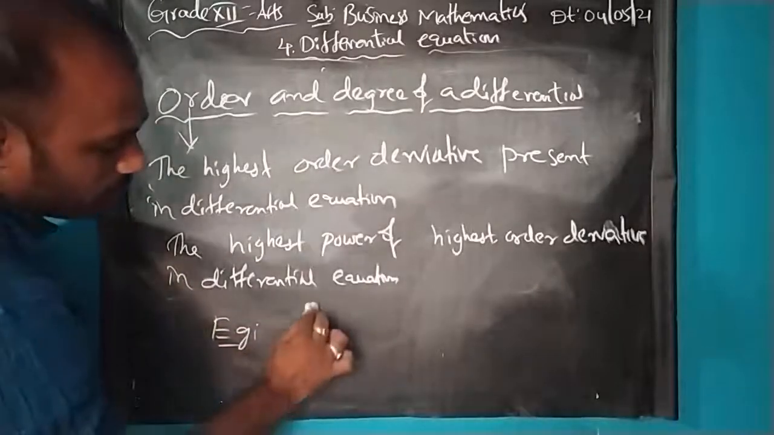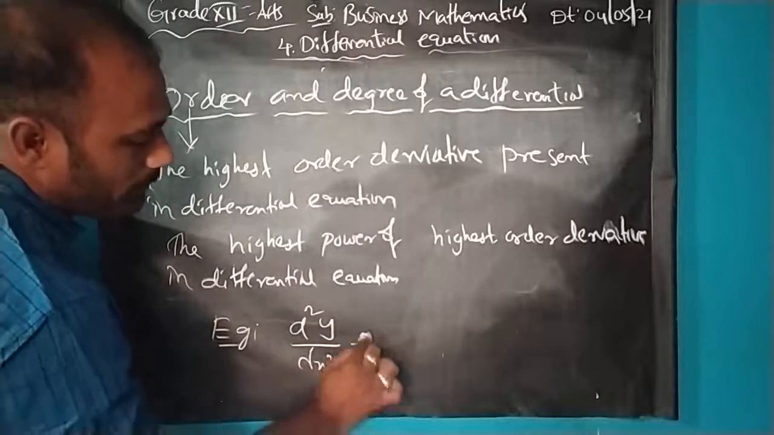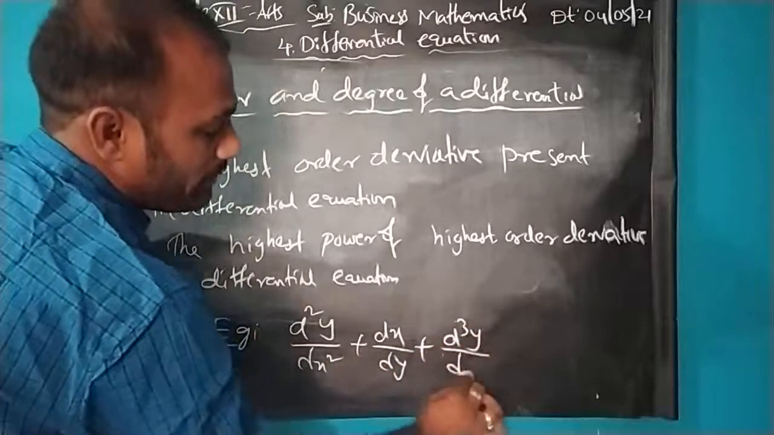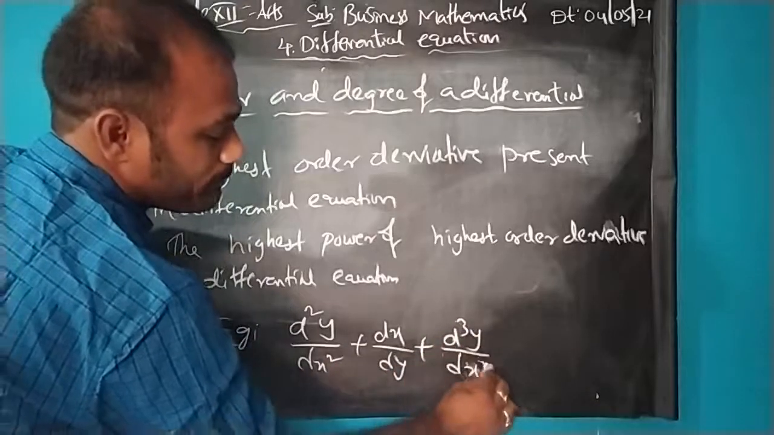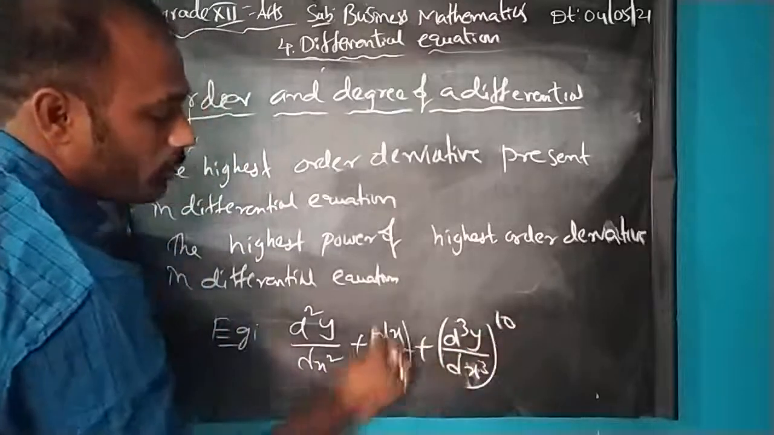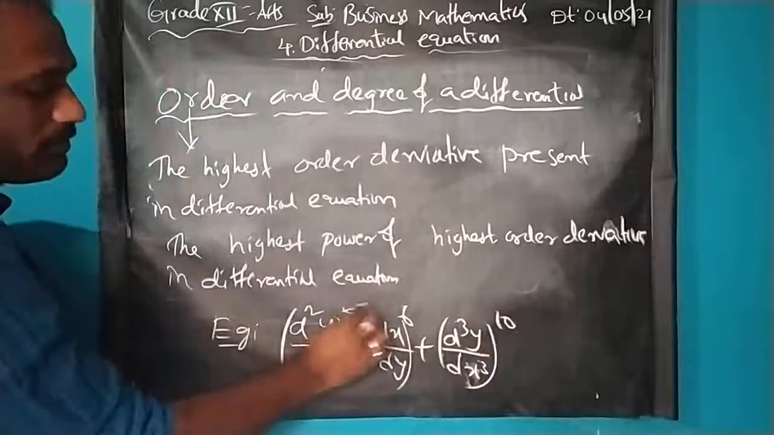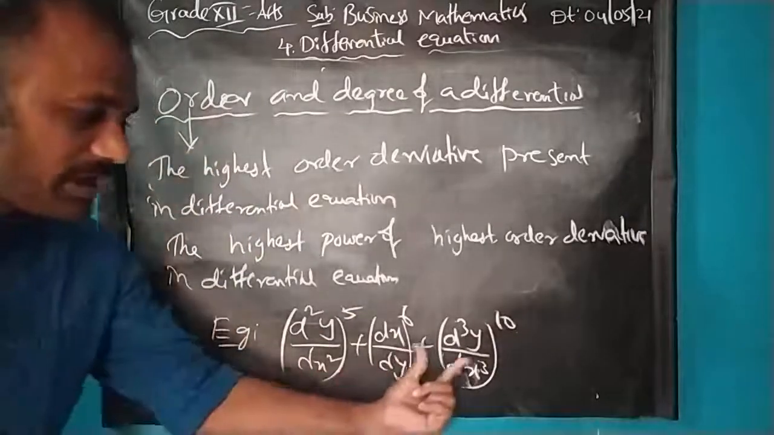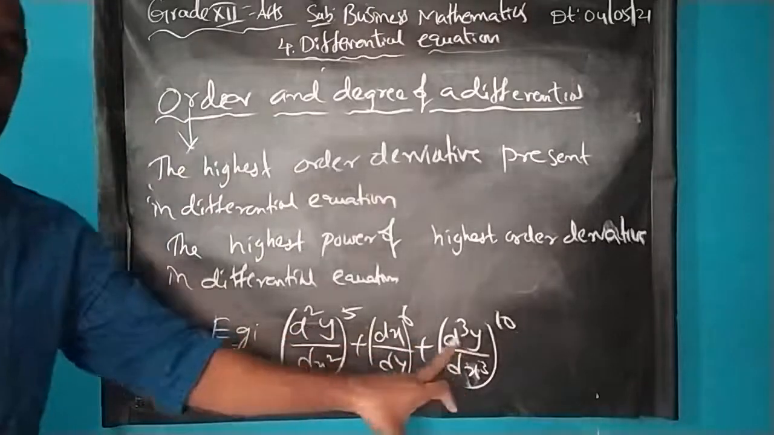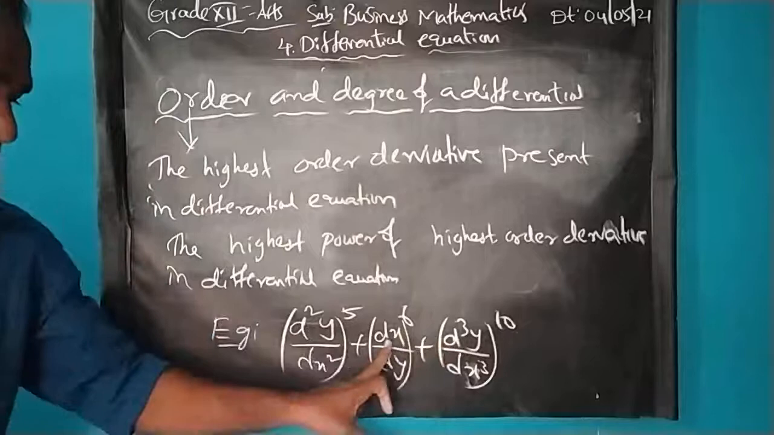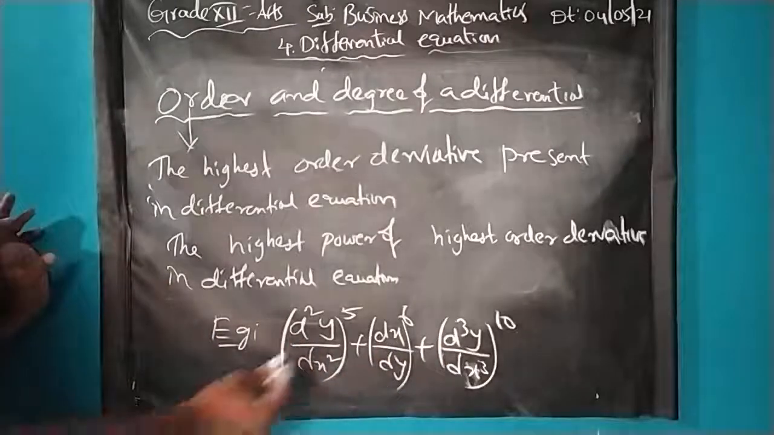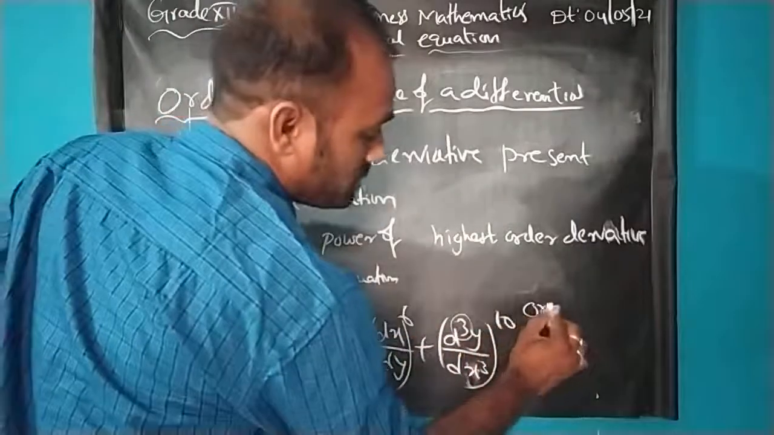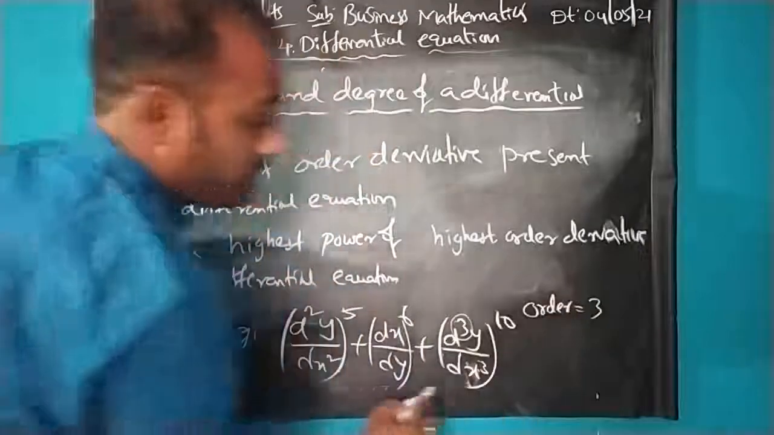For example, suppose d square y by dx square plus dx by dy plus d cube y by dx cube, whole power 10, here whole power 6, here whole power 5. So first we are talking about the order. Order means we have to see which is having, it is a second order, it is a third order, meaning the differentiating is done 3 times, here it is done only 1 time, here it is done 2 times. So we have to take the highest order. So here the order of the differential equation is 3. Why? Because the differentiation is done 3 times.